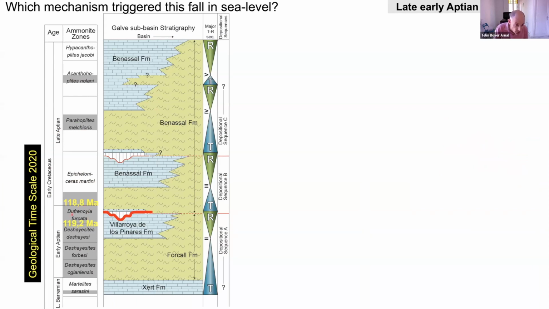So here we have the Dufrenoya furcata ammonite biozone. Here we have the incised platform carbonates of the Villarroya-Espinales Formation. According to the Geological Time Scale 2020, the Dufrenoya furcata ammonite biozone spans 0.4 million years. In other versions of the geological time scale, 2016, 2012, the Dufrenoya furcata ammonite biozone spans 0.9, and in the 2004 version, I think it was 1 million years. So we can say, at least, that there was a relative sea level fall of tens of meters that occurred in less than 1 million years.